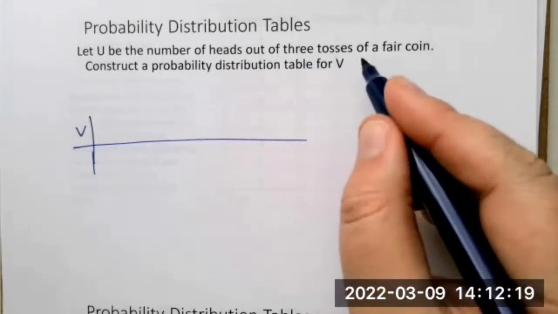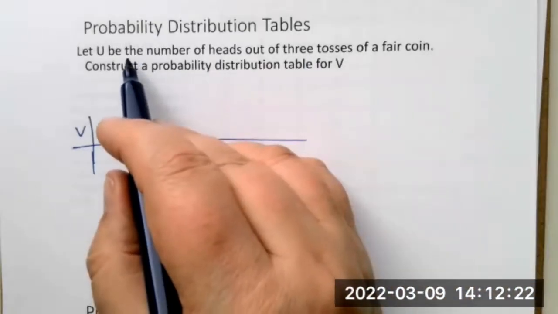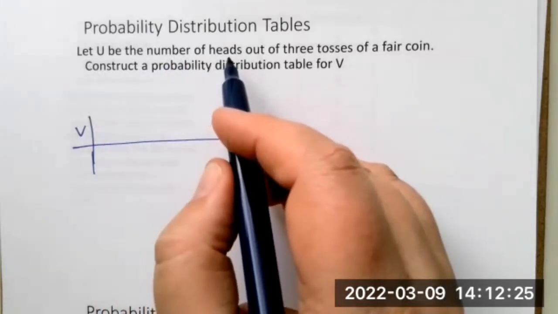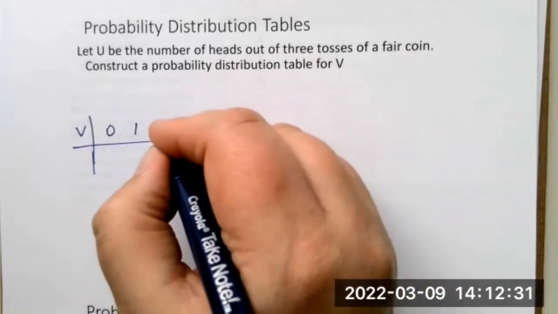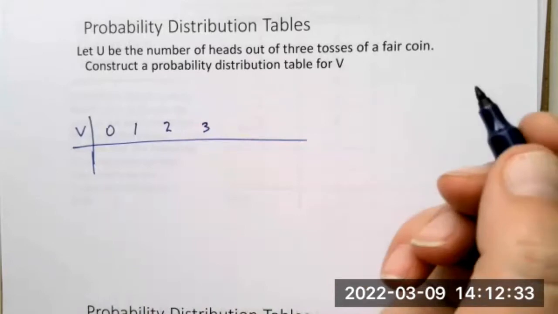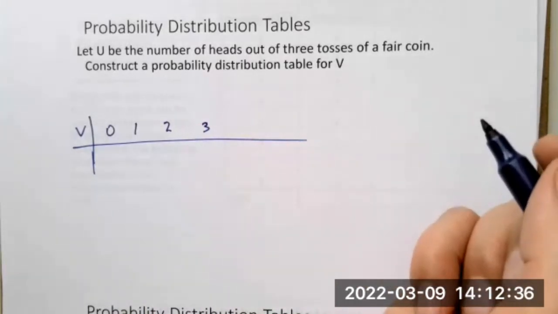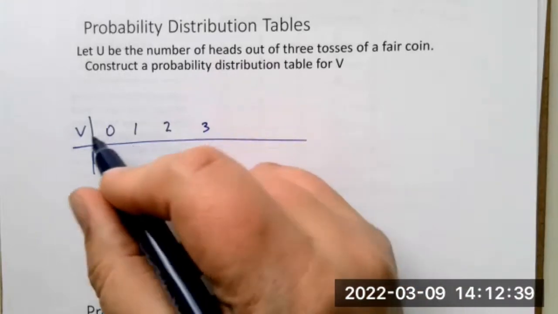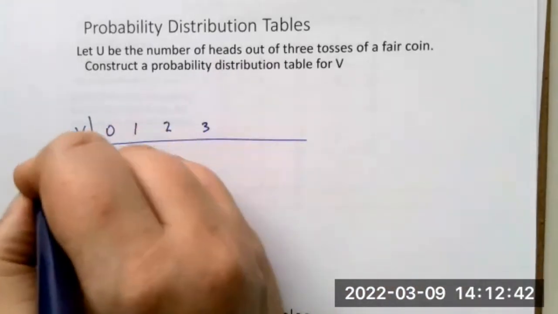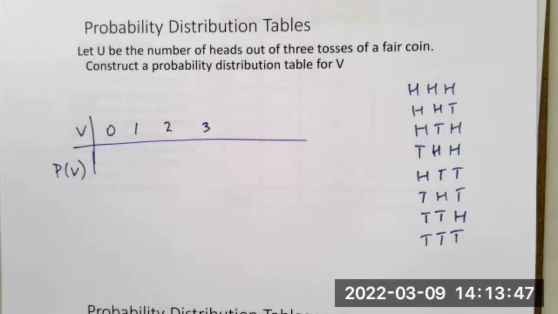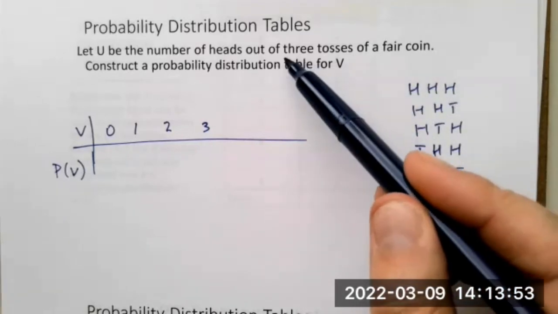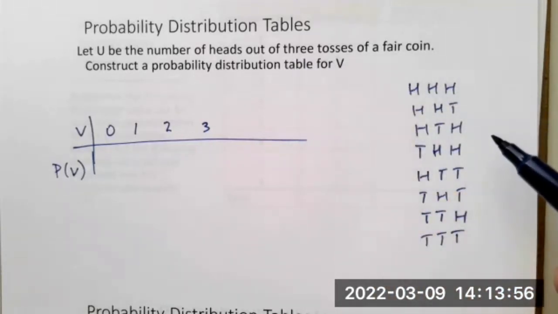Again, we have 3 tosses of a fair coin, and we are counting the number of heads. So what are the possibilities? We could have 0 heads, 1 out of 3, 2 out of 3, or 3 out of 3. Those are the possible values for variable V. Now, what are the probabilities of V? We know already that the number of outcomes for 3 tosses would be 8, right?